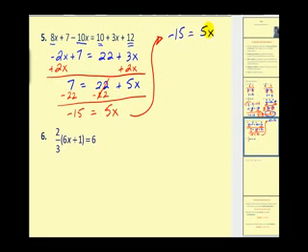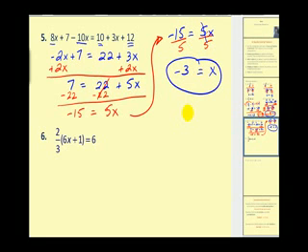The next step will be to isolate the variable by multiplying or dividing. It's attached by multiplication, so we need to divide by positive 5. The result will be x, or 1x on the right side, and on the left side we have negative 3. So our solution is x equals negative 3.